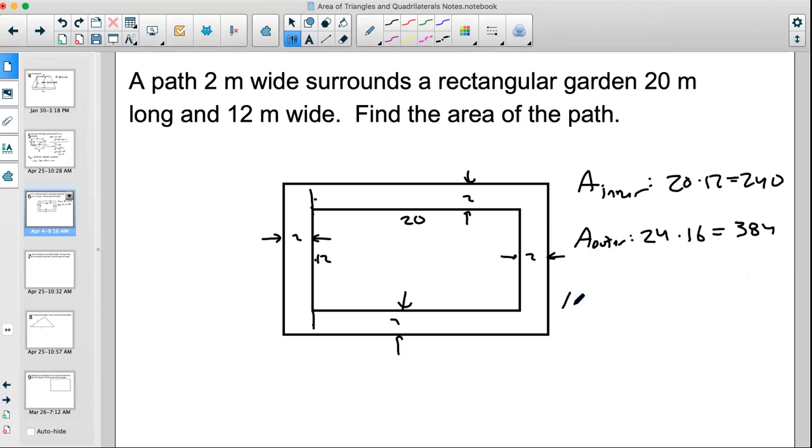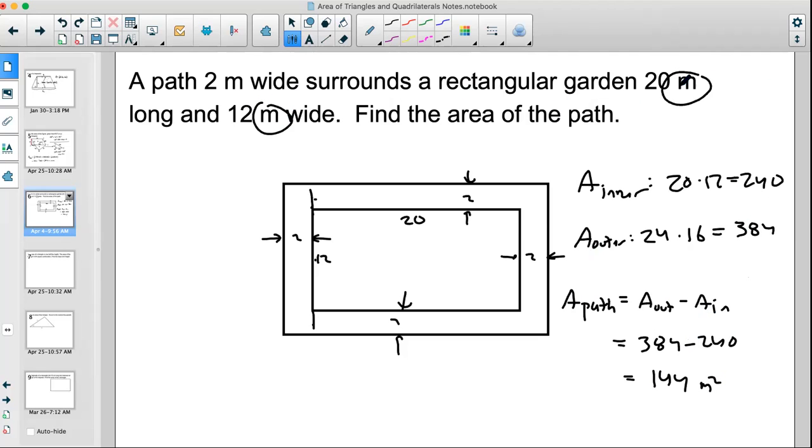And the area of the path is the difference between those. It's the difference between the outer and the inner rectangles, which is 384 minus 240, which is 144 meters squared. This time I have to do the unit because it told me meters and meters. And I know that area is measured in distance squared, not just distance.